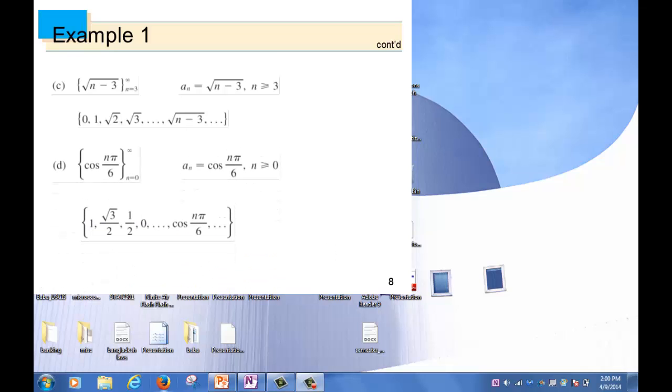Okay, so another sequence, cosine n pi over 6, n going from 0 to infinity, and in this case the first few values are what? When n is 0, you get 1. N is 1, you get cosine 30, which is root 3 over 2. When n is 2, you get cosine 60, which is half, and so on. So basically, you're looking at what? Multiples of pi over 6, right? Looking at the values of cosine at multiples of pi over 6. Any questions on these examples?